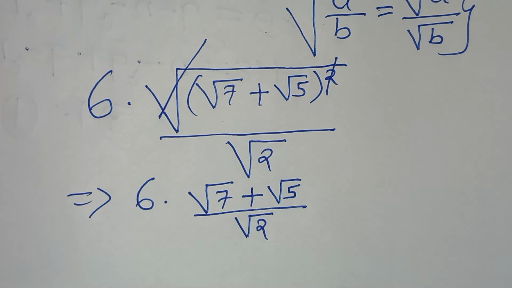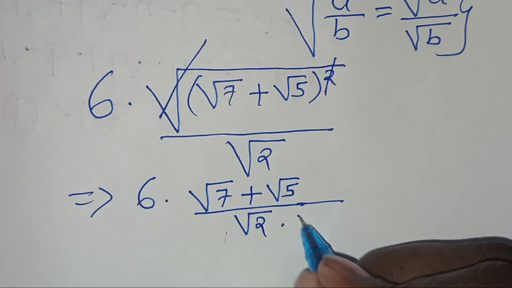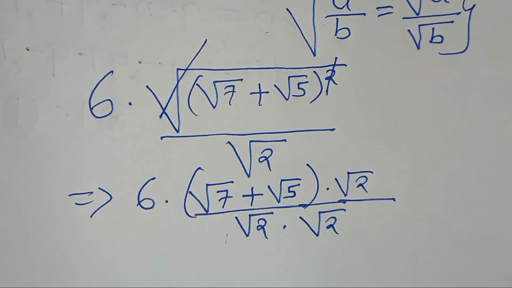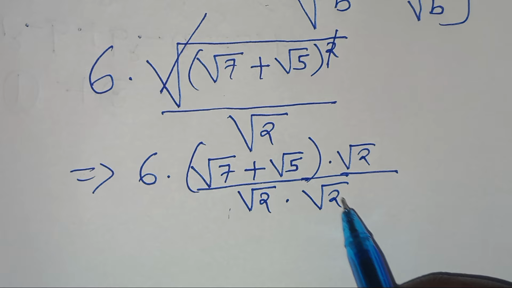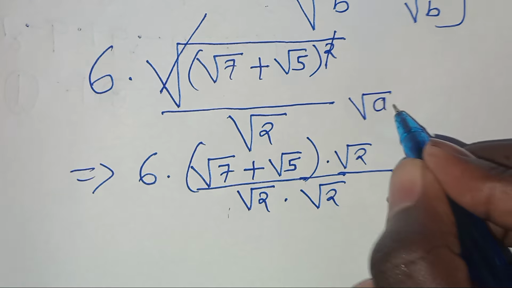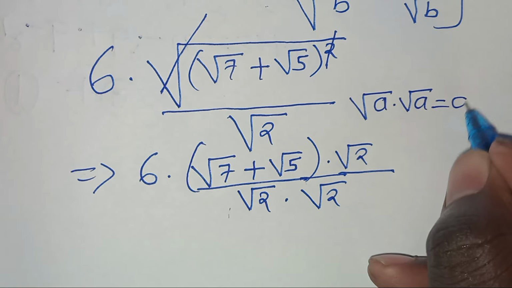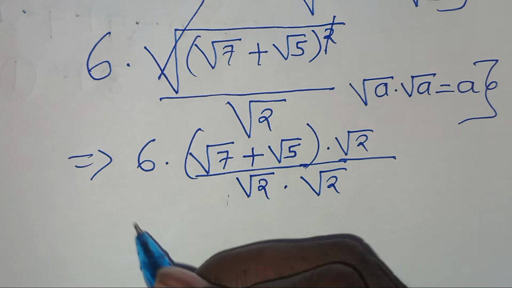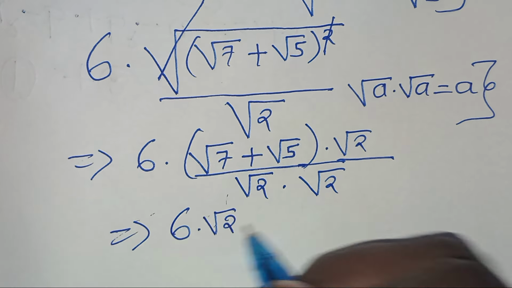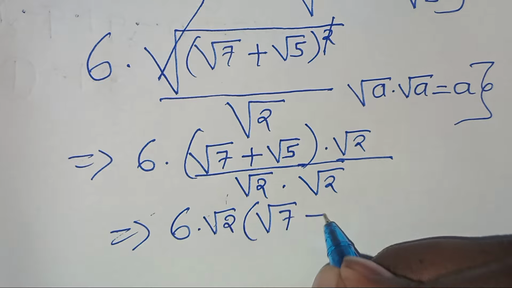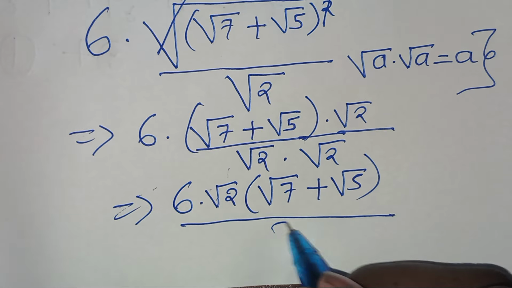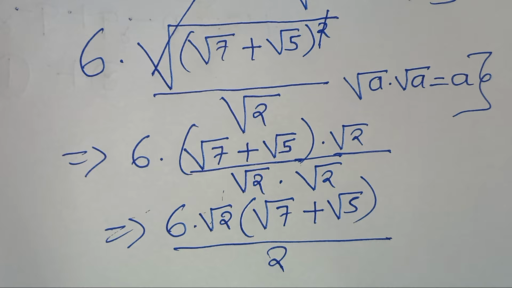Now, the next step is to rationalize the denominator here. Let's multiply by square root of 2. Even in the numerator here, let's multiply by square root of 2. So that now, square root of 2 times square root of 2, this is the same thing as 2. We have the square root of a times square root of a. This is equal to a. So therefore we have 6 times square root of 2 multiplied by square root of 7 plus square root of 5, divided by square root of 2 times square root of 2. This is 2. So divided by 2.